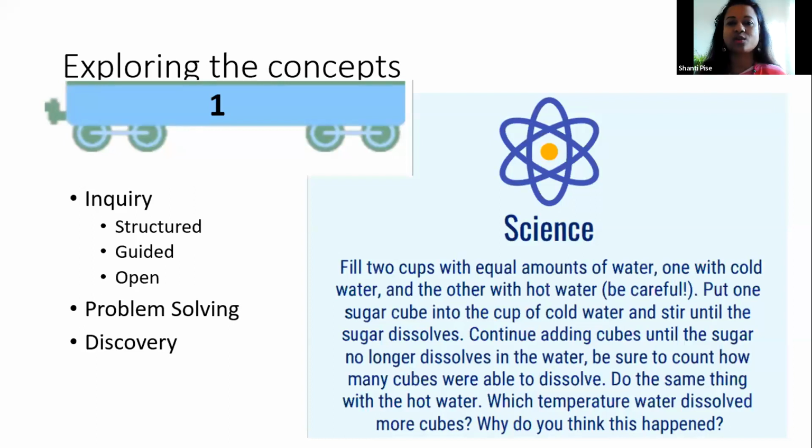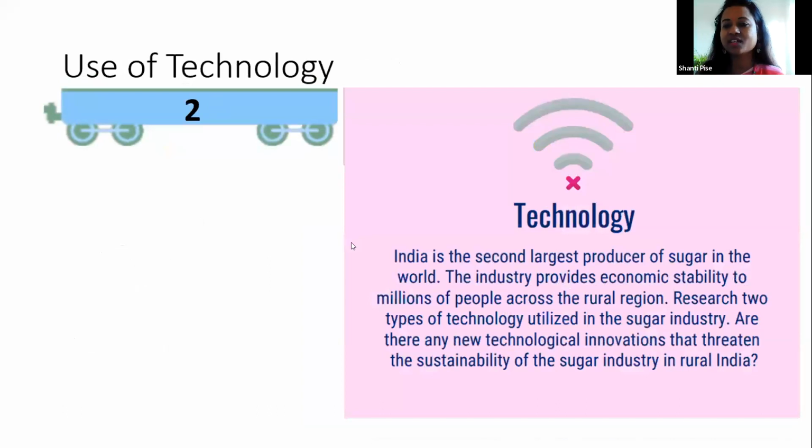So let's look at the use of technology. The second one is technology. We are thinking about sugar. Now what sugar is, and how technology is important. So I'll just read this section for all of you. India is the second largest producer of sugarcane.